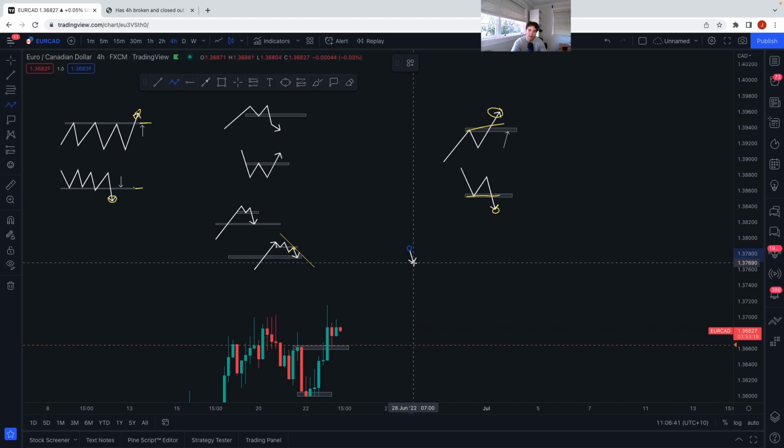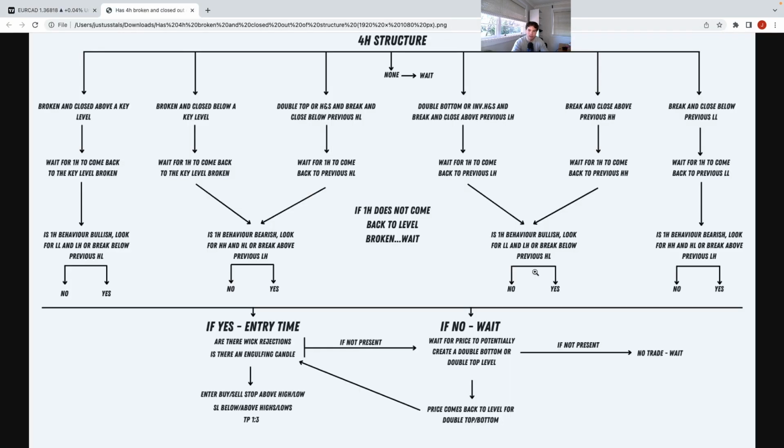One of two things: price could break below the level and then come back straight away. That's perfect. That's what we want. Price is making a lower low and a lower high. We can expect a lower low to continue, and we have bearish behavior. So we have a yes. Bearish behavior, yes. We can move to yes.